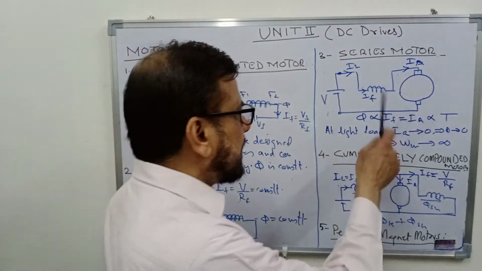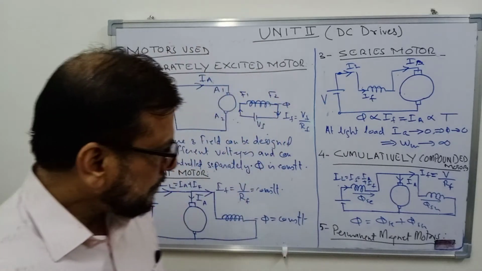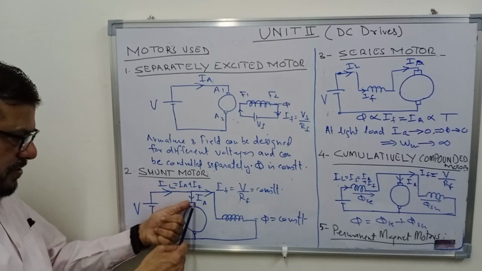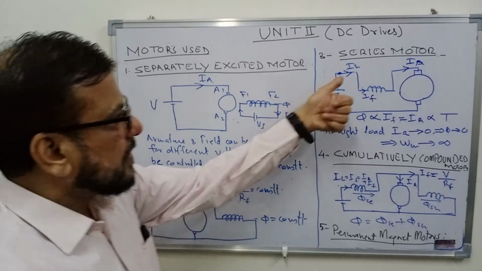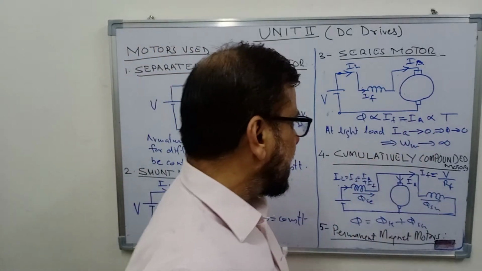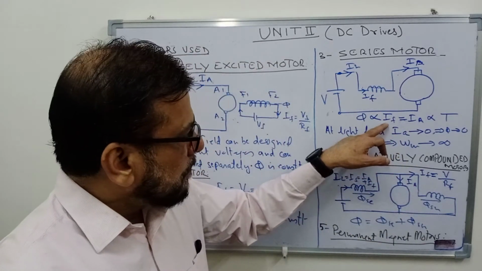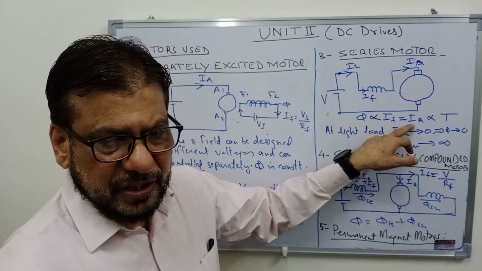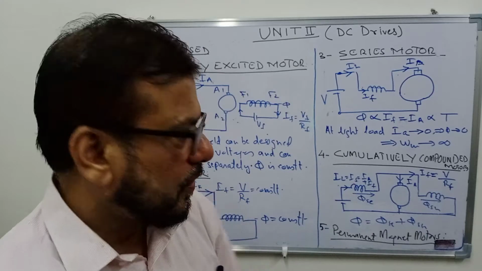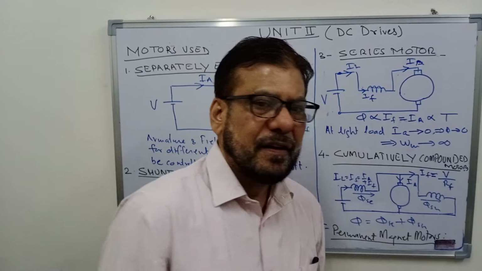So here you can say that this armature current, the same current, flows to the field winding and the same is the line current. In the shunt motor you have seen that line current is equal to the summation of armature current and field current. Here line current is equal to field current and field current is equal to armature current. So the flux produced by this field winding will be proportional to field current, which is equal to armature current, and this is proportional to torque on the motor, and the torque is equal to the load torque. So as the load varies, the flux of this winding will vary.